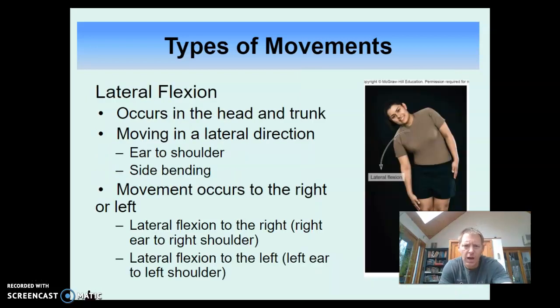Lateral flexion, it's just another name. It's similar to flexion and extension, but instead of the anterior and posterior direction, this one occurs to the right or left sides. You can do this with the neck, you can do this with your waist: lateral flexion to one side, lateral flexion to the other side. It would just be described as to the right or to the left. So the neck can do that, the waist can do that.